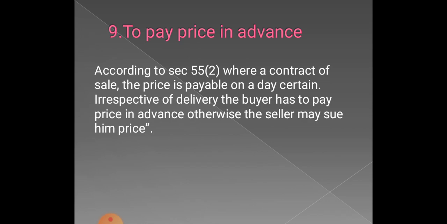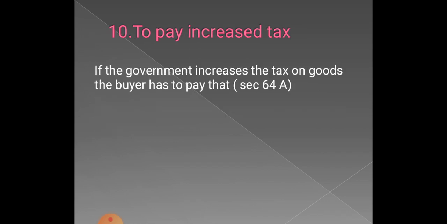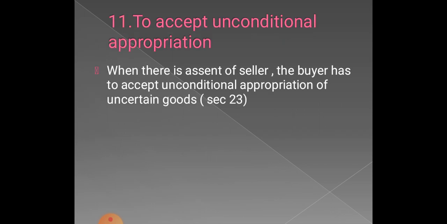Understood? Otherwise the seller will be having the right to sue for the price from the buyer. Next, you have to pay increased tax. Suppose suddenly the government increases the tax on the goods, the buyer has to pay that excess tax under section 64A.